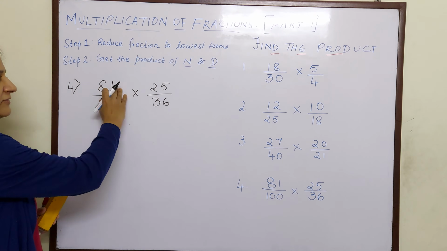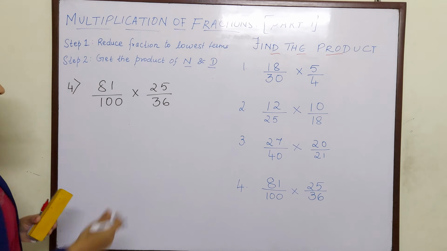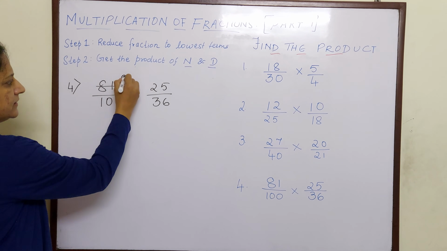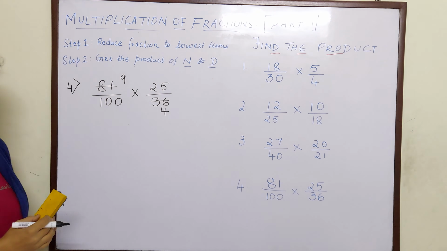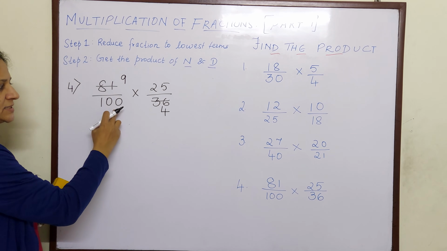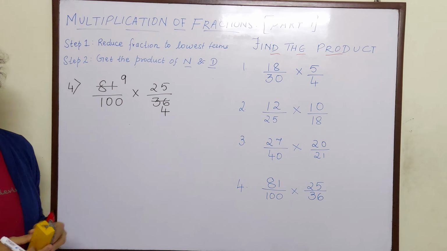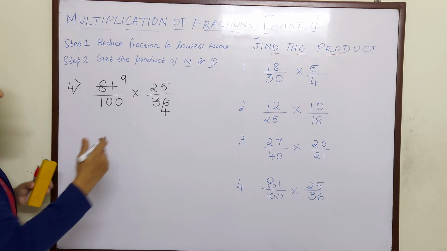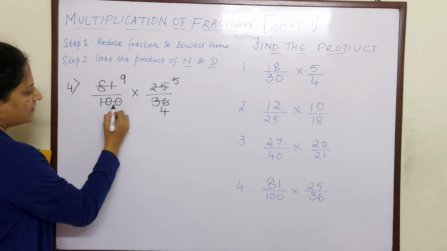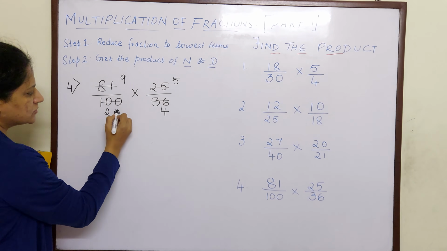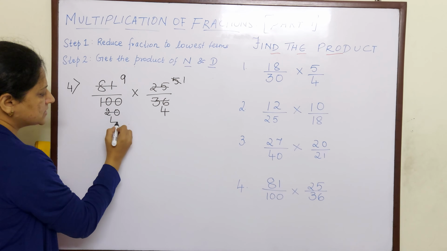Otherwise first you have to divide with 3 and again you have to divide with 3. So it is better to take the highest common multiple and that is 9. 9 nines are 81, 9 fours are 36. Now 25 ones are 25 and 25 fours are 100. Suppose if you don't know the multiplication of 25, you can use the 5 tables 2 times, like 5 fives are 25, 5 twos are 10, 5 zeros are 0. Again 5 ones are 5, 5 fours are 20.